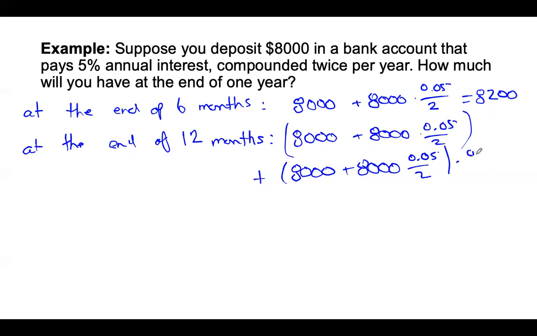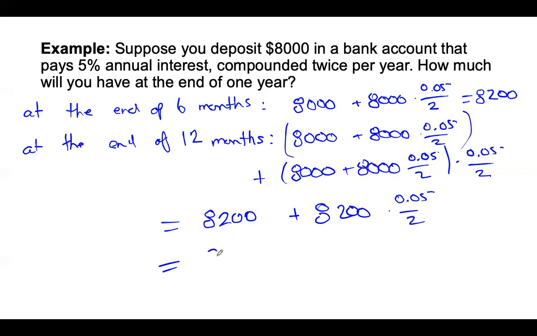Times that rate. So it's the same thing as before. You get 8,200 plus 8,200 times 0.05 divided by 2. Calculate this, and we get $8,405.